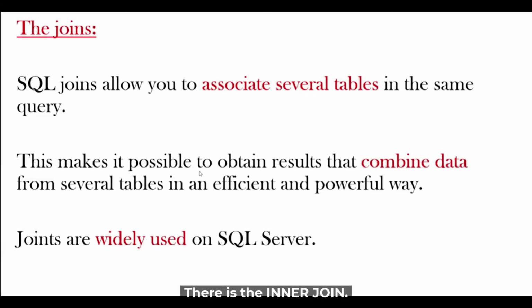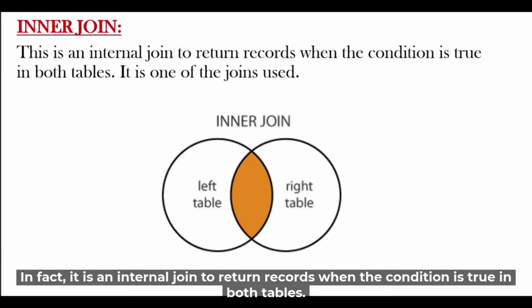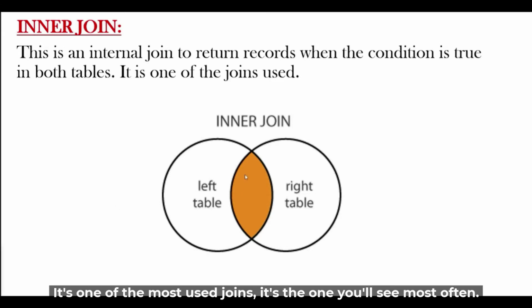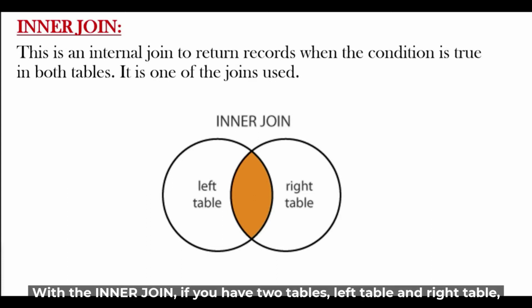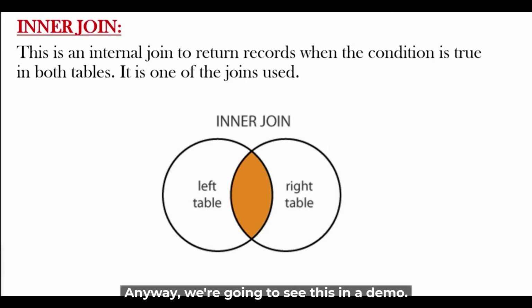There is the inner join. Inner join is, in fact, an internal join that returns records when the condition is true in both tables. It's one of the most used joins, the one you will see most often. With the inner join, if you have two tables, a left table and a right table that we are going to join, it's going to join the matching data between the two tables. Anyway, we are going to see this in the demonstration.